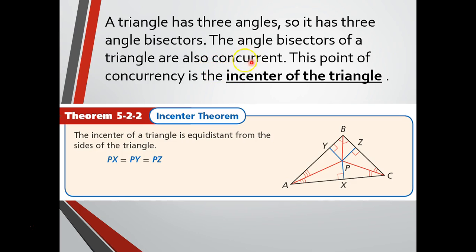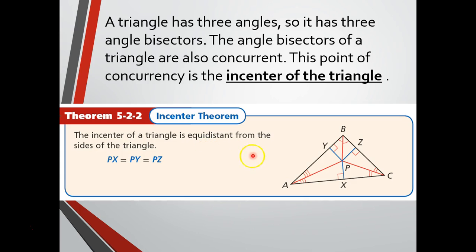So does this one. The angle bisectors of a triangle are concurrent, as you can see in this picture right here. All these lines that are in red are the angle bisectors, and they intersect at this point P right here, which is called the incenter of the triangle. And the thing about an incenter is that the incenter of a triangle is equidistant from the sides of the triangle.